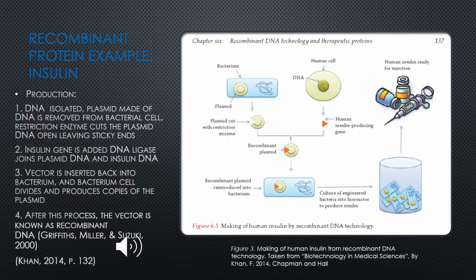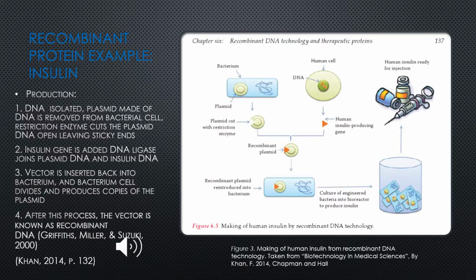Following on from the previous slide, a good example of a successful current application of this technique is the use of human insulin. Scientists build the human insulin gene in the lab, where they first begin by isolating the DNA for insulin, and the plasmid made of DNA is removed from the bacterial cell. Restriction enzymes cut the plasmid DNA open, which leaves sticky ends. Next, the insulin gene is added. DNA ligase joins plasmid DNA and insulin DNA.